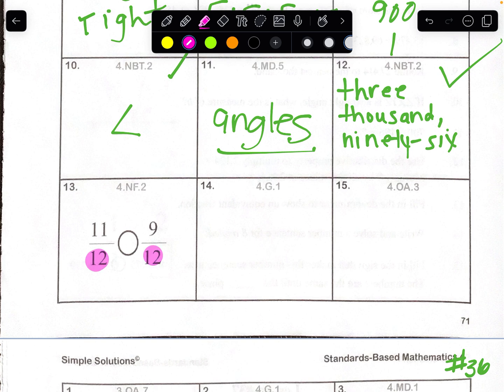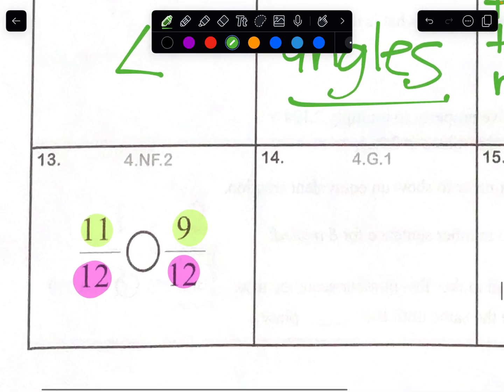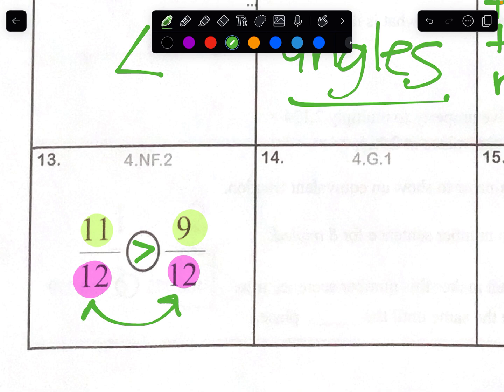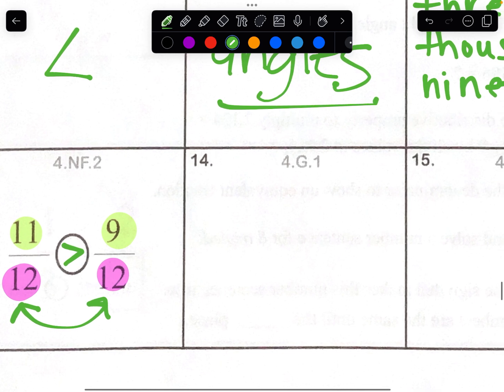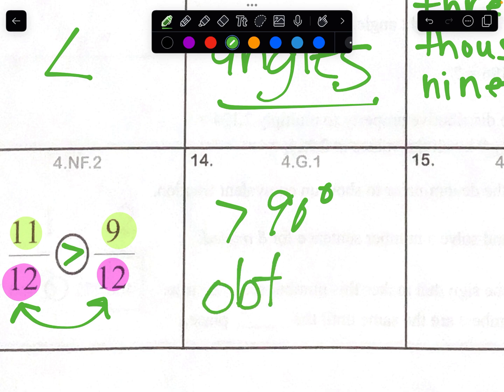All right, 13 is fractions, but look at the denominators first. They are exactly the same, so all you have to do is look at the numerator. Well, 11 is greater than 9, so you'd use a greater than symbol. You can only do this when the denominators are exactly the same. All right, number 14, an angle that is greater than 90 degrees is called a blank angle. This is an obtuse angle.